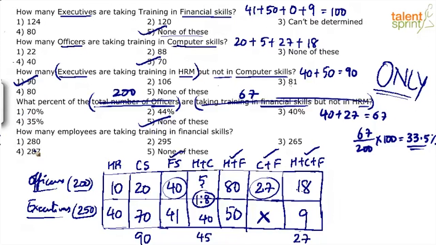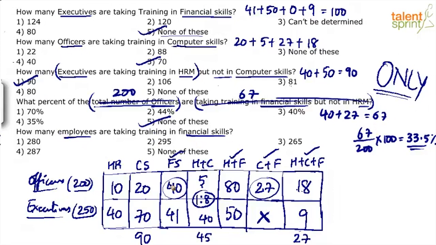Last question. How many employees are taking training in financial skills? Remember, employees. Employees means both officers and executives. So be careful with the terms there, right? Employees versus officers versus executives, financial skills versus only financial skills and things like that. So how many employees are taking training in financial skills?